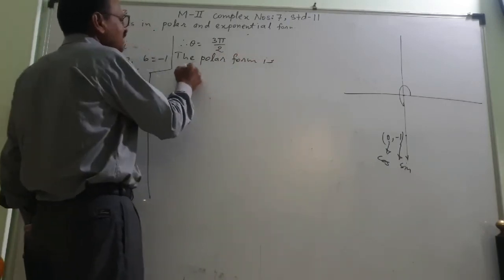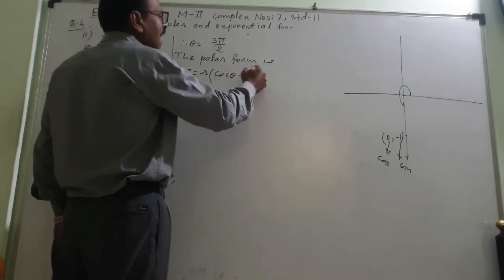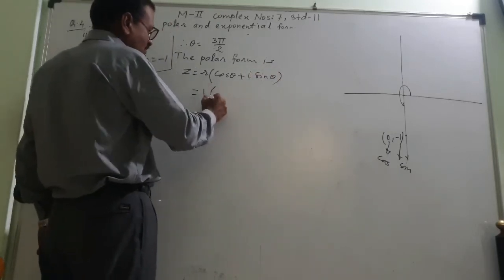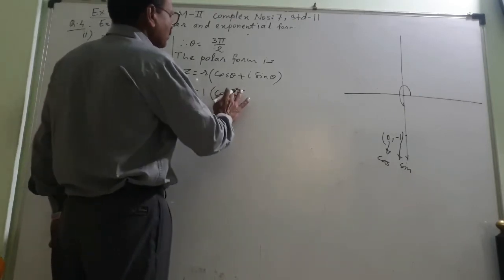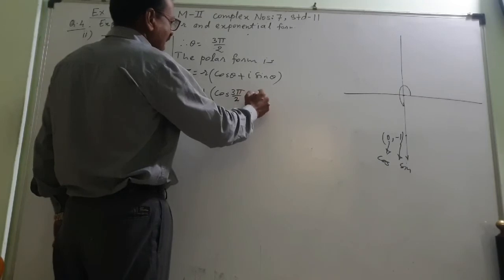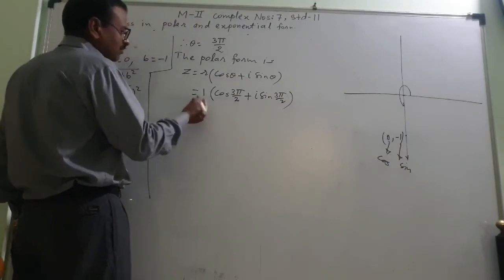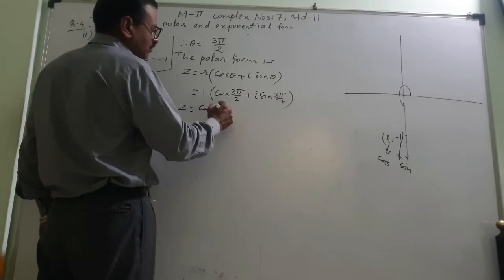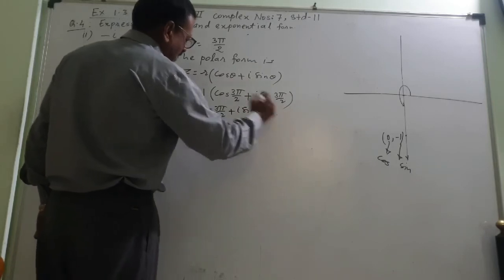The polar form is, what is that polar form? Z is equal to R into bracket cos theta plus I sin theta. R is equal to 1. Cos theta is how much? Cos of 3 pi by 2 plus I sin of 3 pi by 2. So this 1 is of no use, therefore Z is equal to cos of 3 pi by 2 plus I sin of 3 pi by 2.